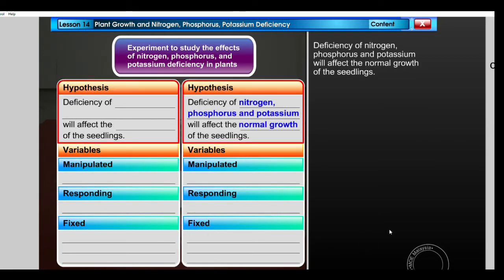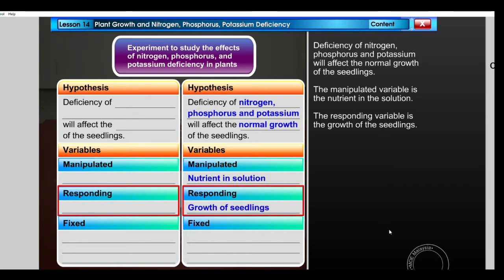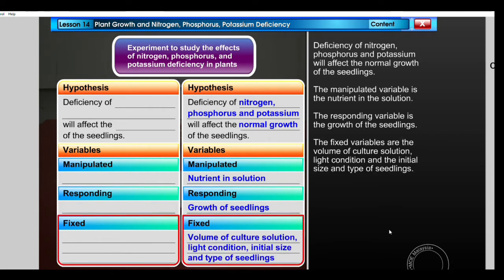Deficiency of nitrogen, phosphorus, and potassium will affect the normal growth of the seedlings. The manipulated variable is the nutrient in the solution. The responding variable is the growth of the seedlings. The fixed variables are the volume of culture solution, light condition, and the initial size and type of seedlings. Click Play to see how the experiment is carried out.